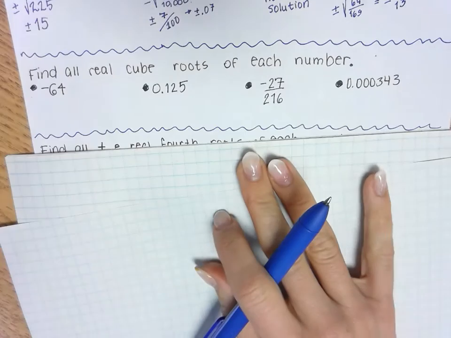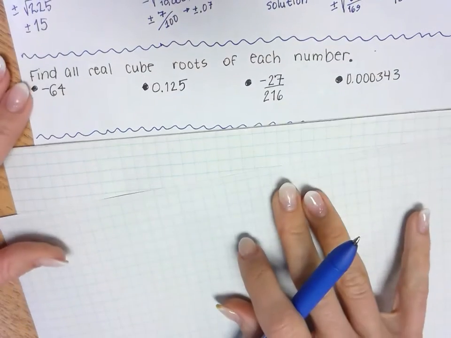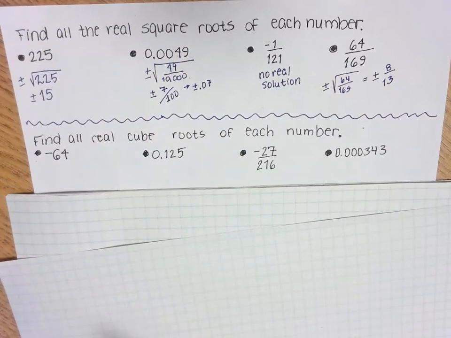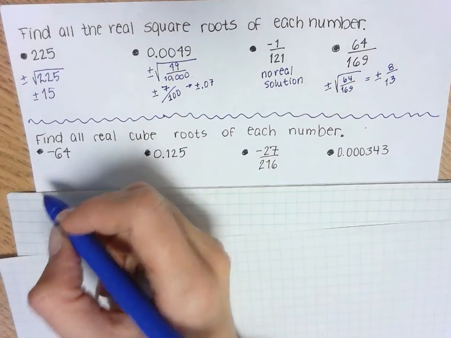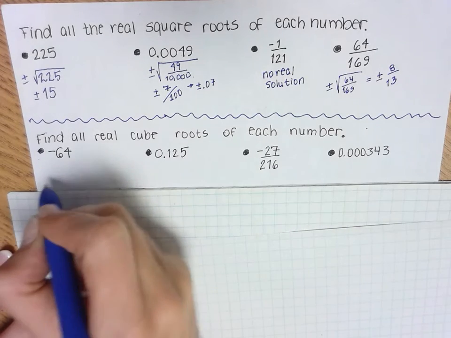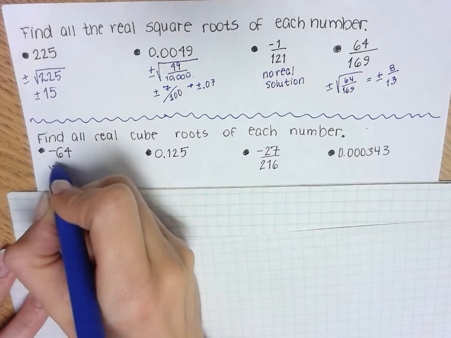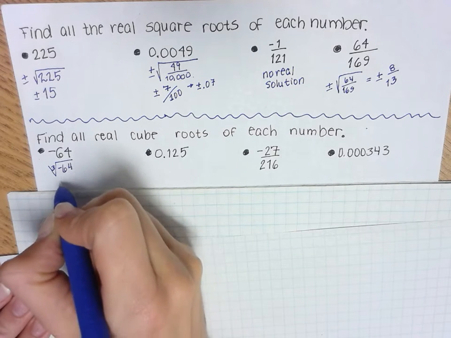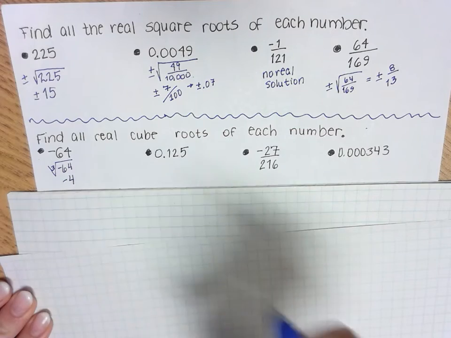Find all real cube roots of each number. We're going to do these the exact same way. So the cube roots, I guess I'll leave that on the screen for you. Cube roots can be negative because a number times itself 3 times can be negative, an odd number of times. So this answer over here is the cube root of negative 64. You really don't need to show this step so much. I like to write it when I have to put a plus minus, but my answer is negative 4.